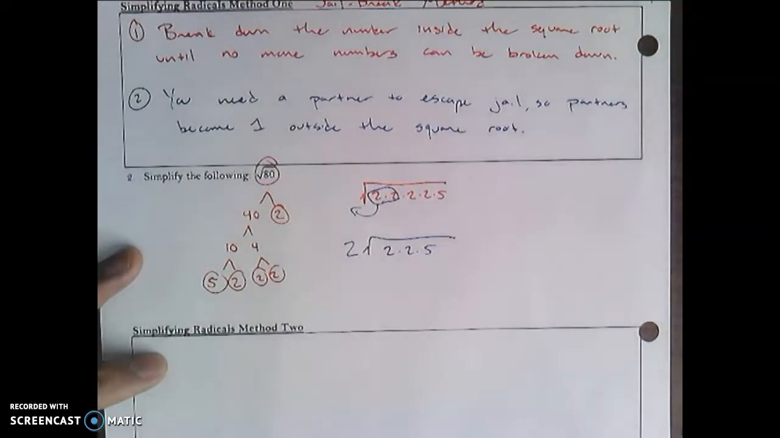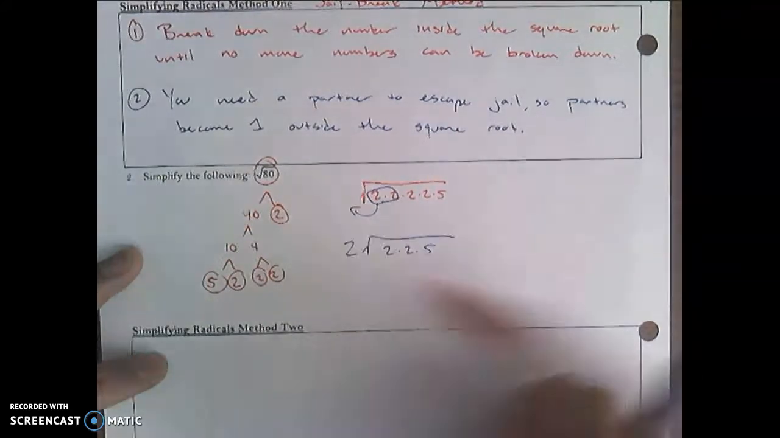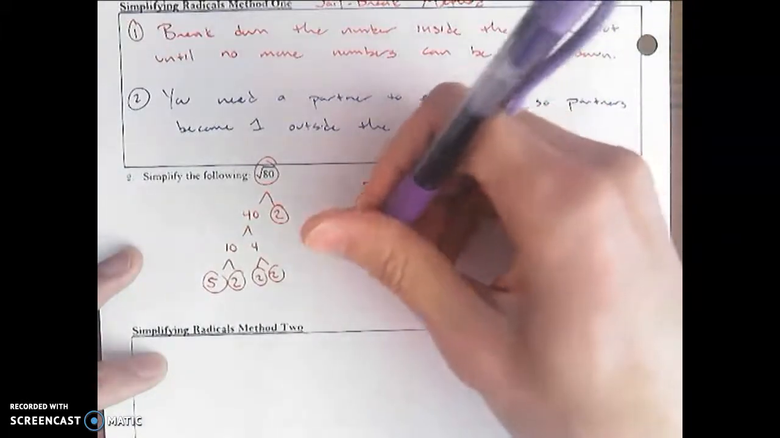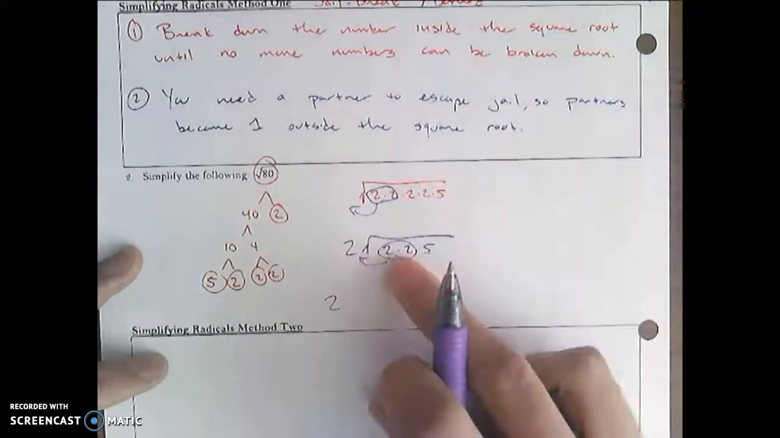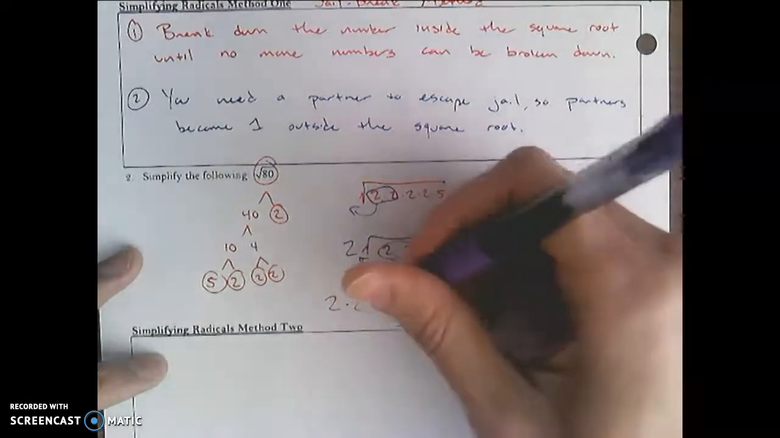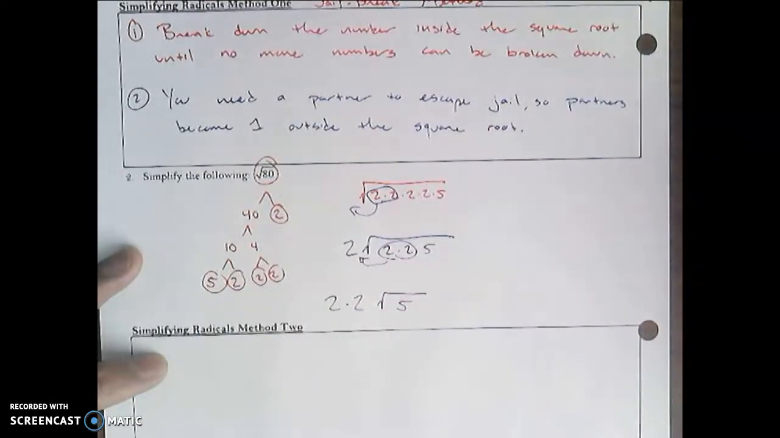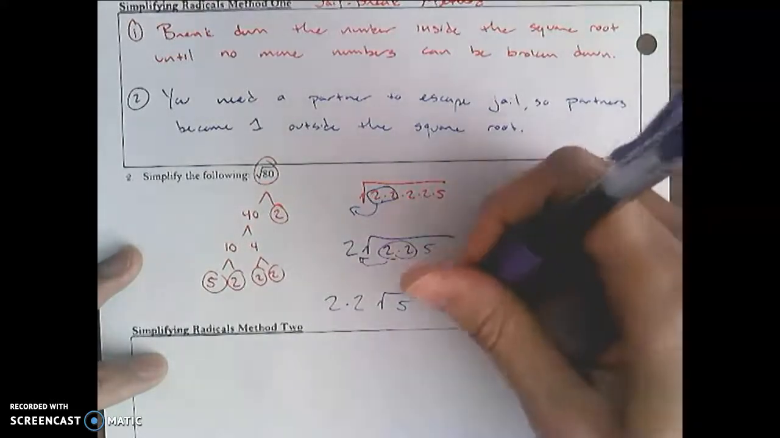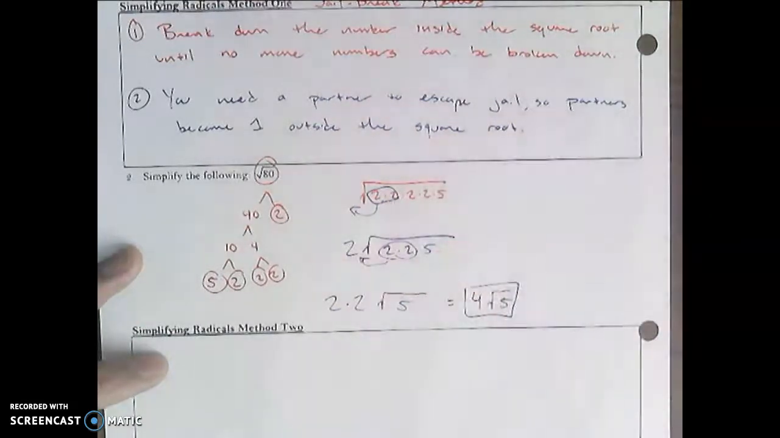All right. Do we see any other partners inside? Well, there's another pair of 2's. We can take those and pull those out. So on the outside, we have 2 times the 2 that we just pulled out. They become 1. So we have 2 times another 2. And then what's left over inside? Just 5. Well, on the outside, we have 2 times 2. That's just 4. So our final solution is 4 root 5, or 4 times the square root of 5.